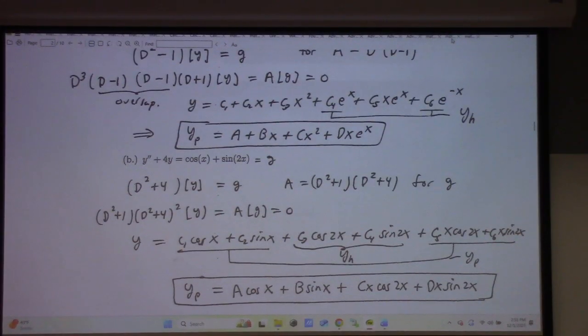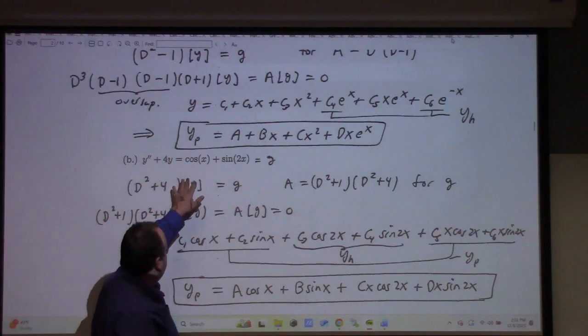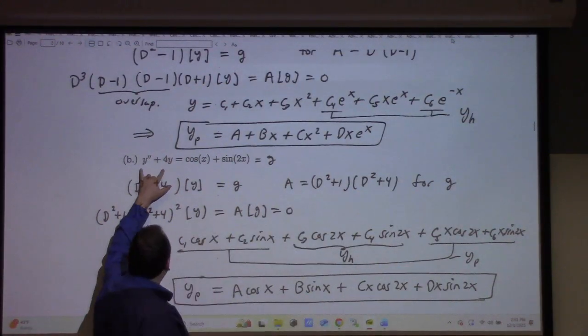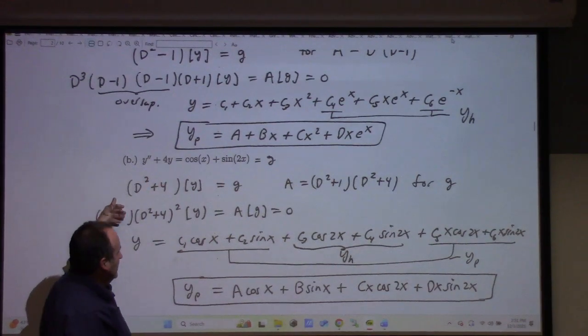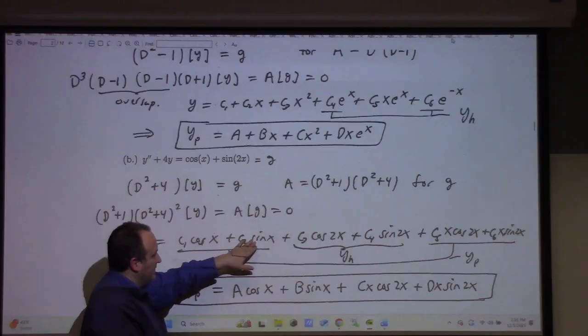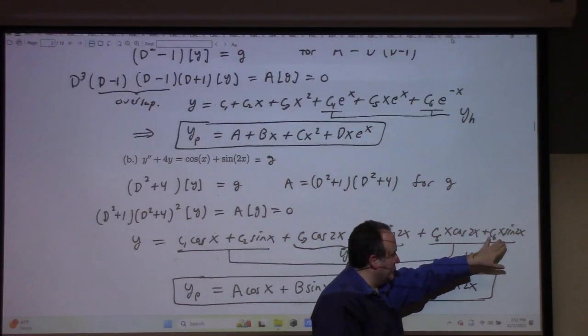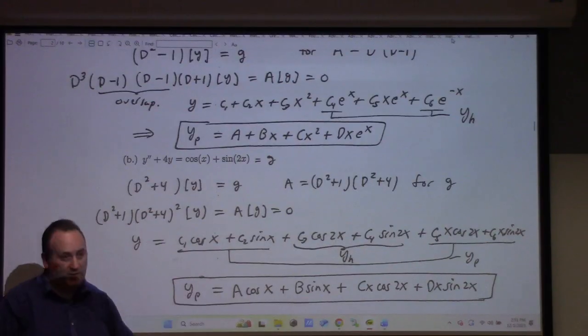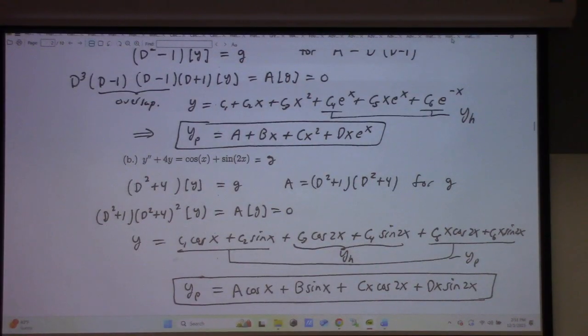This one here, cosine x, sine 2x. So I want a D squared plus 1 to kill off this, a D squared plus 4 to kill off that. And of course, over here I've got D squared plus 4, so the D squared plus 4 overlaps. And so the particular solution is going to have sine and cosine, but also x cosine and x sine 2x. So there's my particular solution, looks like that.